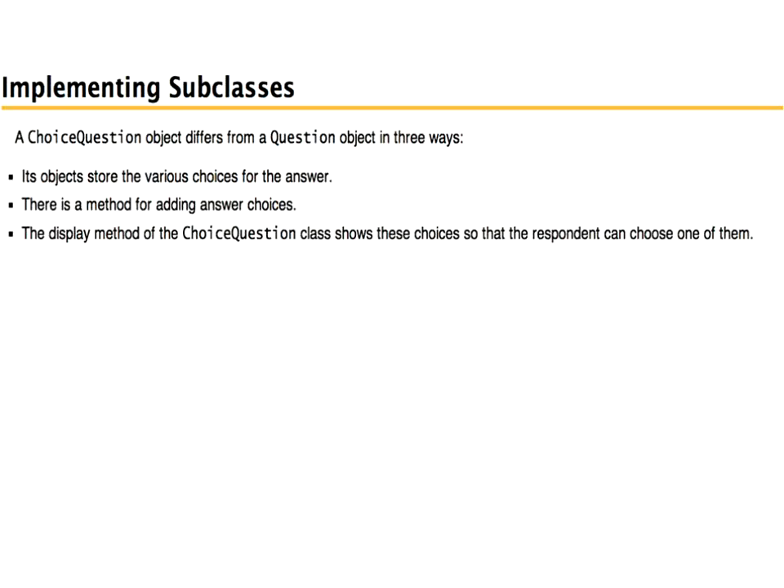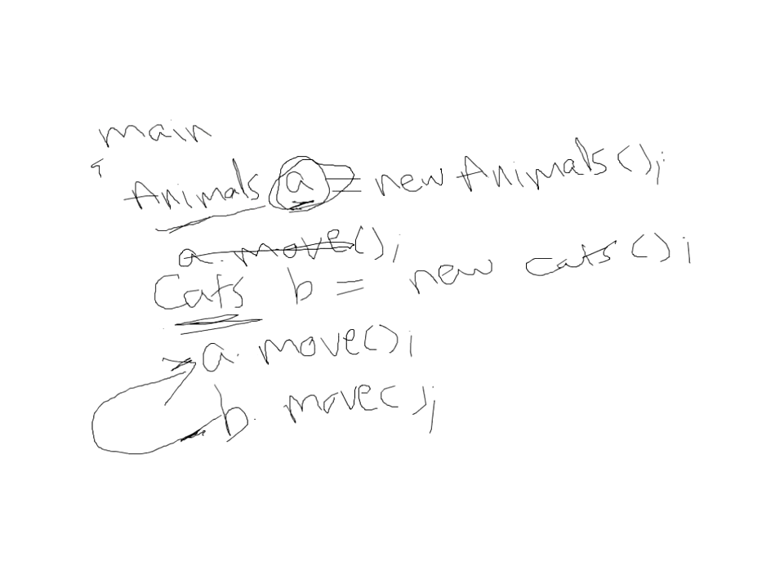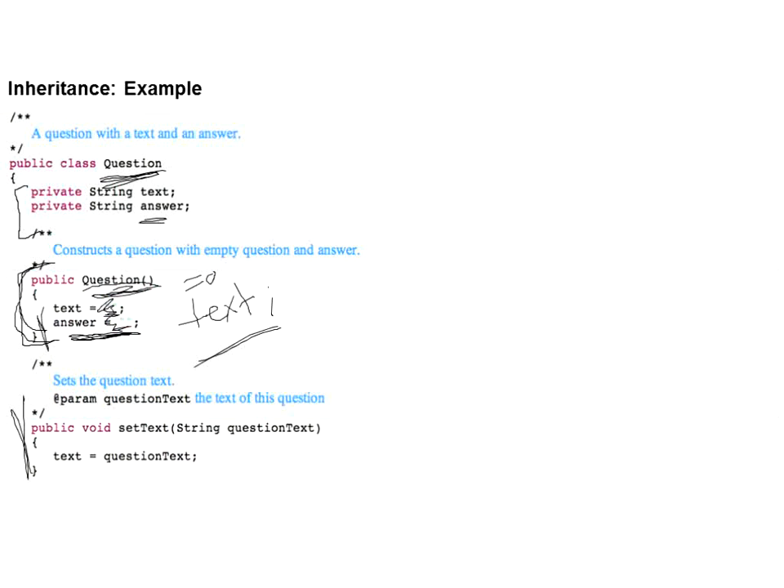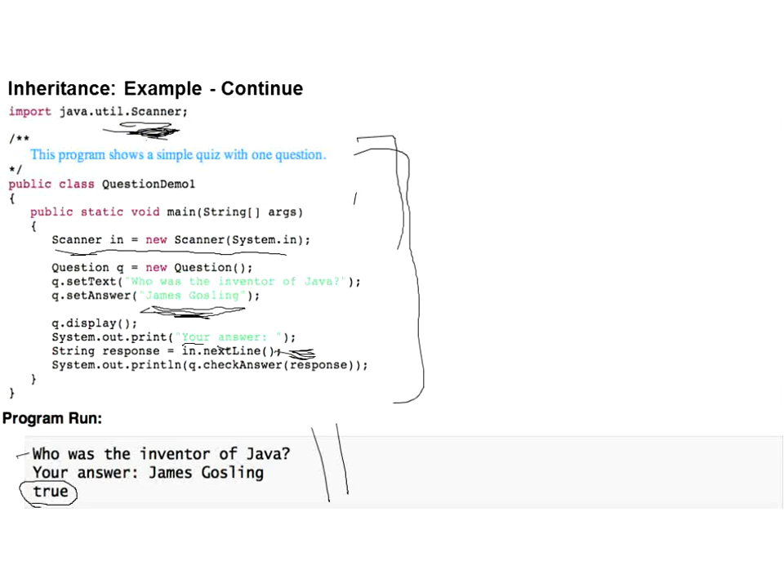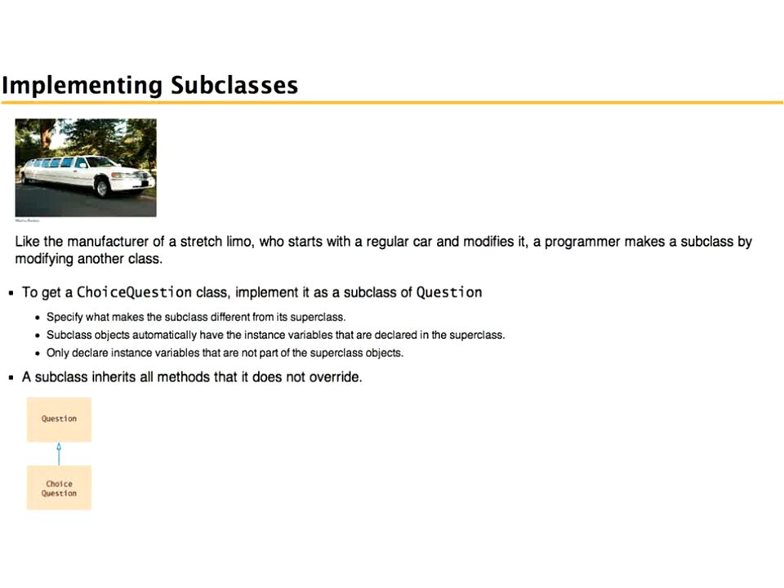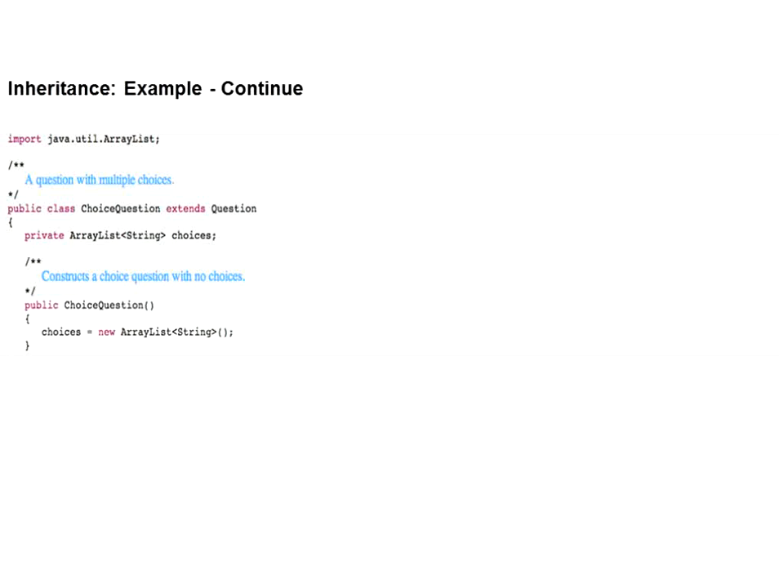Okay, so I'll give you an example now on what we've been talking about. If you remember, we had this question example. Keep it in mind. Now we will try to inherit from this class, which is the class Question. So if I want to create a subclass called ChoiceQuestion that will inherit from the class Question.